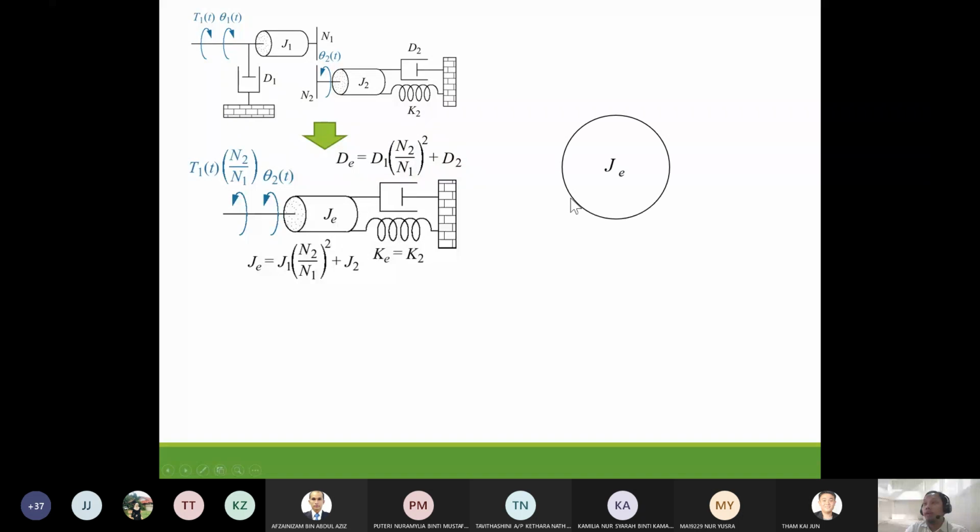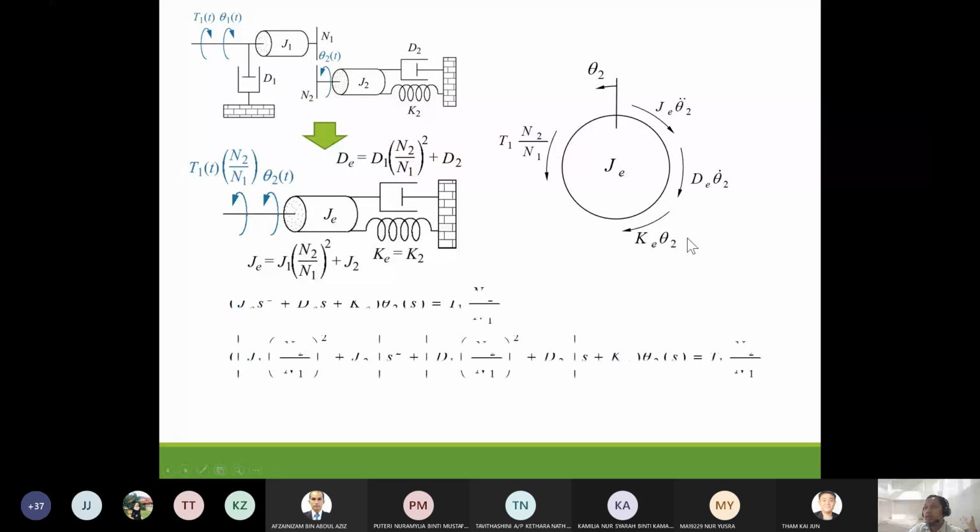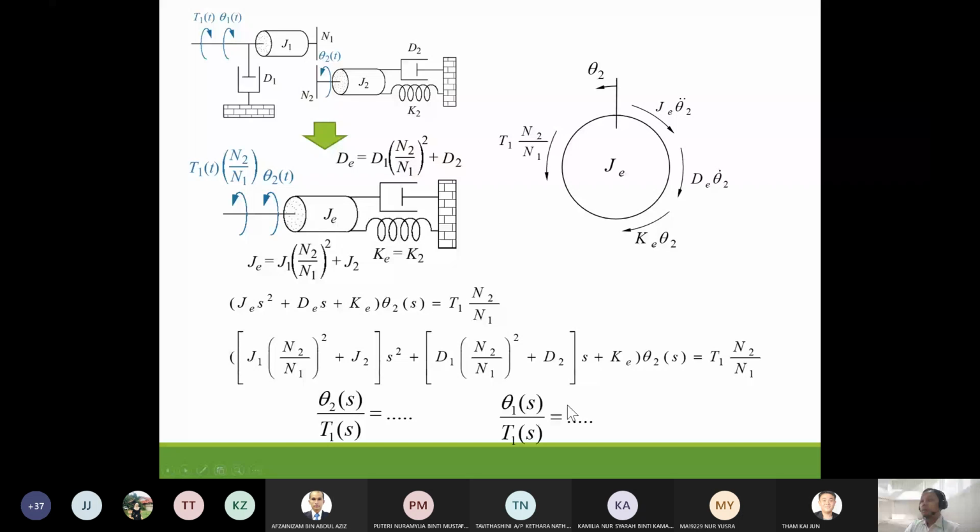So after you transfer everything, then you can draw the free body diagram. Draw the free body diagram based on this J equivalent here. And then you can write the equation of motions in terms of frequency. Then you can substitute J equivalent, D equivalent, and K equivalent from the formula that you have calculated. Then rearrange, you get theta 2 over T1. You can rearrange by yourself later. And if you want to find theta 1, you just use the gear ratio and substitute into theta 2.